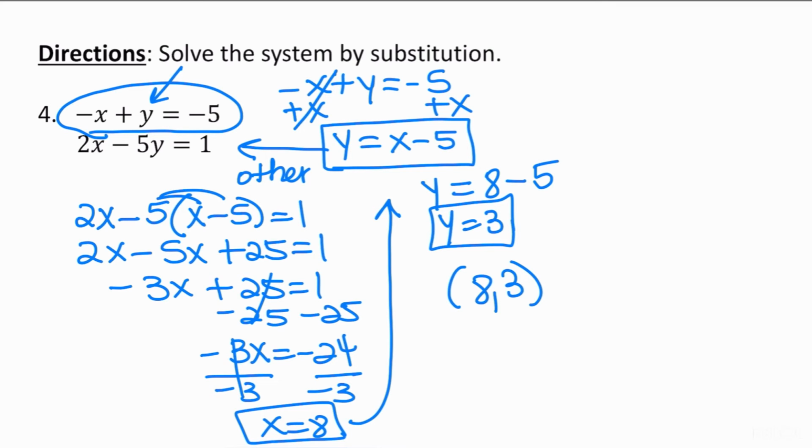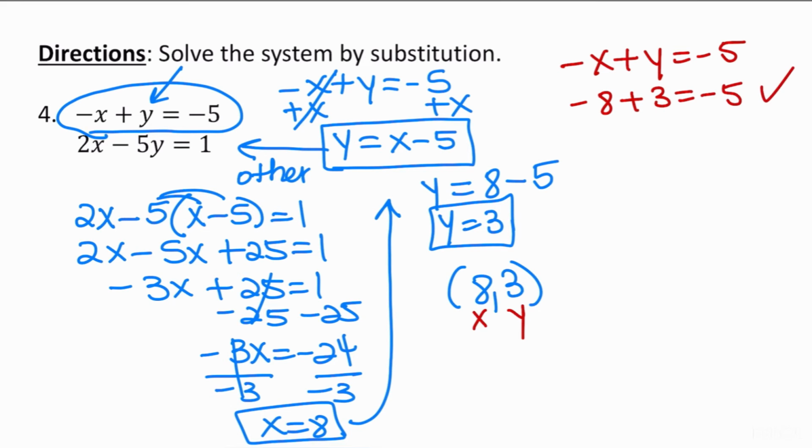And we really haven't been doing this in the other problems, but one of the ways that you can check to see if you are correct is by taking the time to substitute your solution into the equations. So let's go ahead and try that right now. We have negative x plus y equals negative 5. Here's x, here's y. This means negative 8 plus 3 equals negative 5. That is true. Let's go ahead and substitute into the second equation.